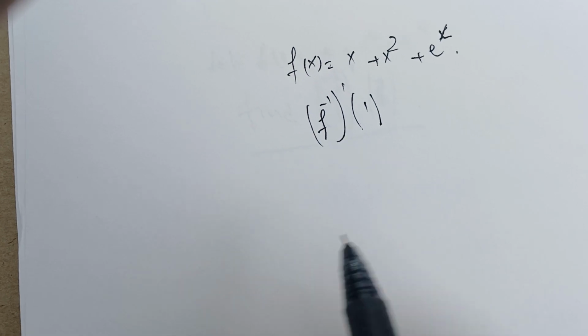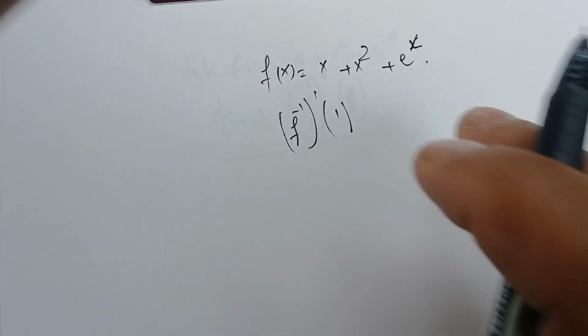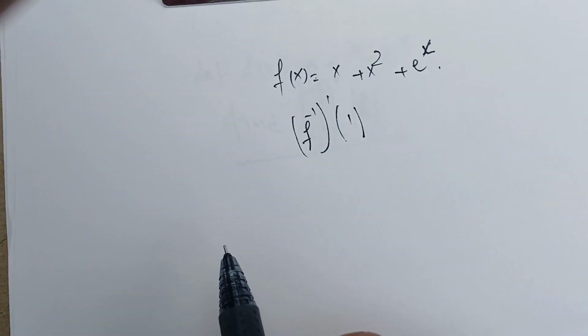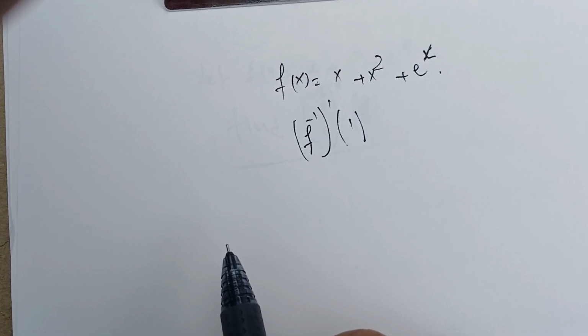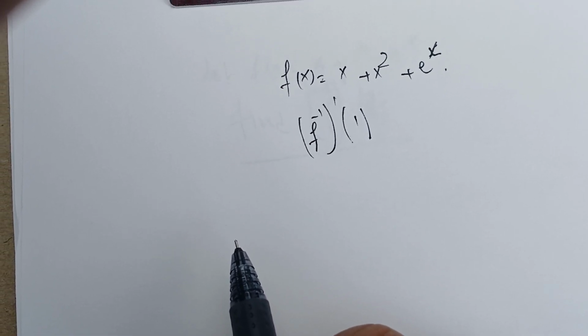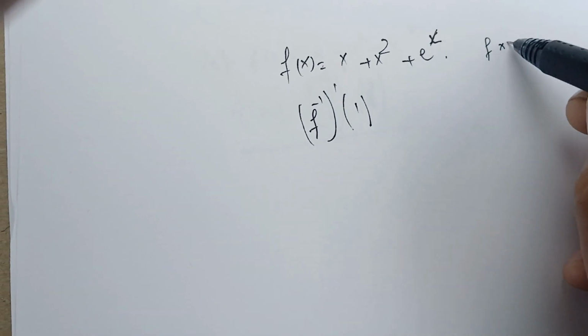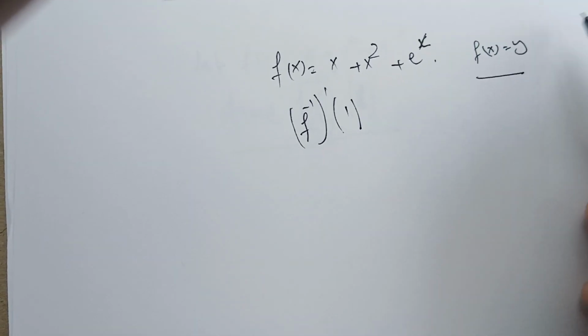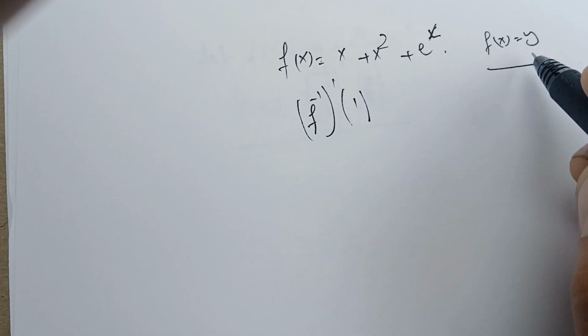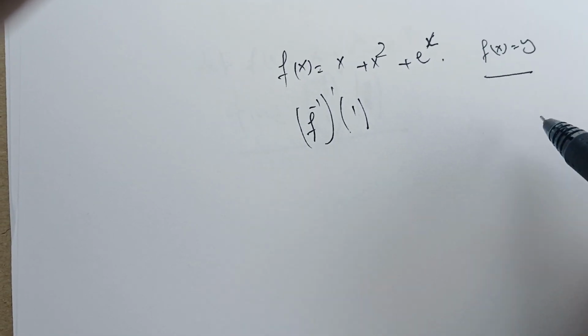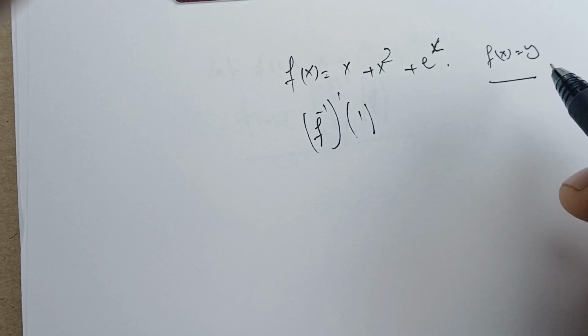If we try to find the inverse function, it's going to be a bit difficult, because if you let f of x equals y and you want to solve for y, it's going to be difficult.